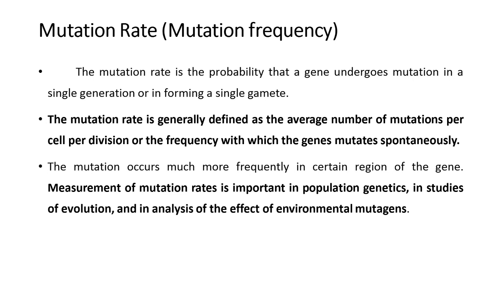Next is about the mutation rate or mutation frequency. The mutation rate is the probability that a gene undergoes mutation in a single generation or in forming a single gamete. The mutation rate is generally defined as the average number of mutations per cell per division, or the frequency with which the genes mutate spontaneously. Mutation occurs much more frequently in certain regions of the gene, and the measurement of mutation rates is important in population genetics, in studies of evolution, and in analysis of the effect of environmental mutagens.